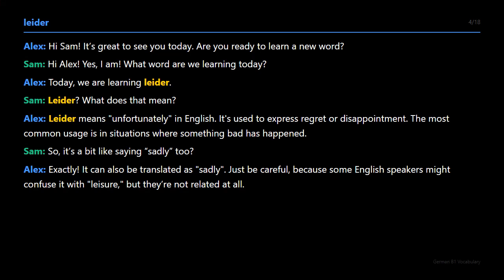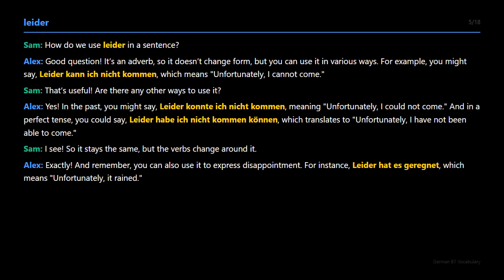How do we use "leider" in a sentence? Good question. It's an adverb, so it doesn't change form, but you can use it in various ways. For example, you might say, "Leider kann ich nicht kommen," which means "unfortunately, I cannot come."